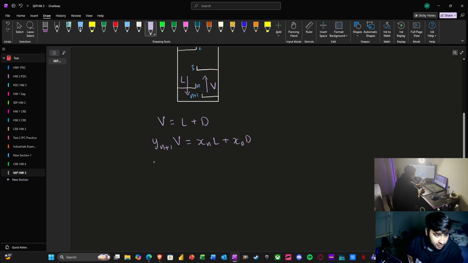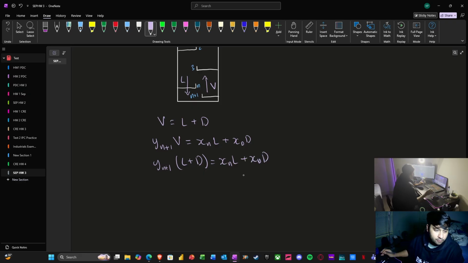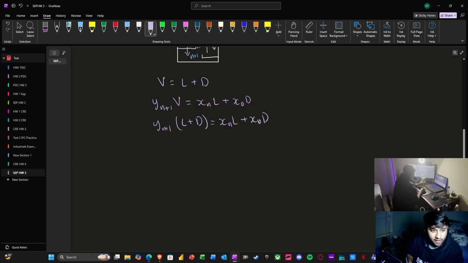Then we can go ahead and substitute that V in, left with L plus D, to get rid of that variable. Just rewrite this. And then we're going to move that over to get our Y sub n plus 1 isolated. So then what we're left with is X sub n multiplied by L over L plus D, plus X sub D times D over L plus D.